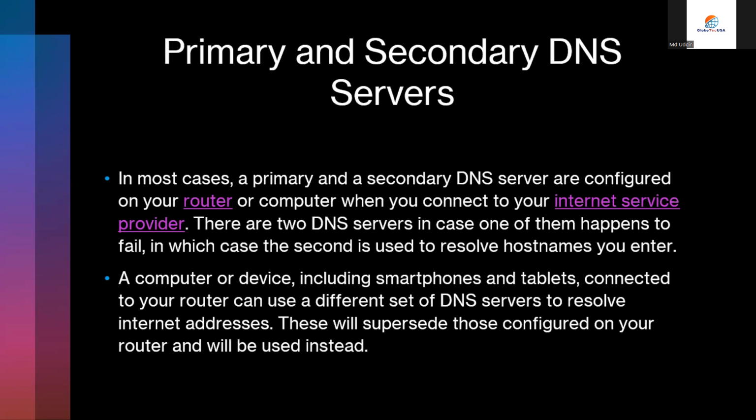A computer or device, including a smartphone or tablet connected to your router, can use a different set of DNS servers to resolve internet addresses. This will supersede those configured on your router and will be used instead. So it's primary and secondary server, or you can call them main server and backup server, same thing. They can have multiple secondary DNS servers or multiple primary servers based on their capacity.